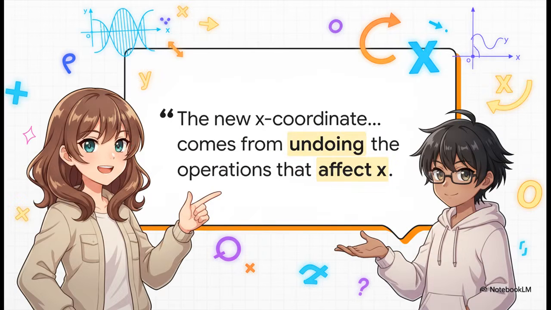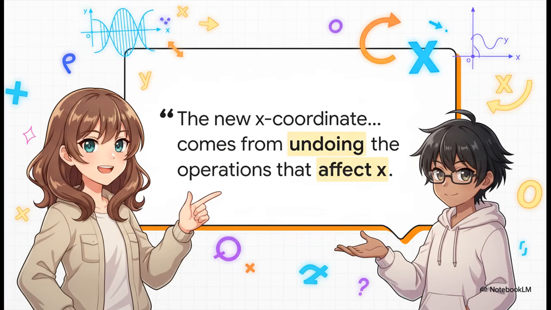And here's a key insight right from our source material. The new x-coordinate comes from undoing the operations that affect x. That's the key word, undoing. So when you see x minus 1 inside the function, the actual action, the actual command for your coordinate point, is the opposite. You have to add 1.